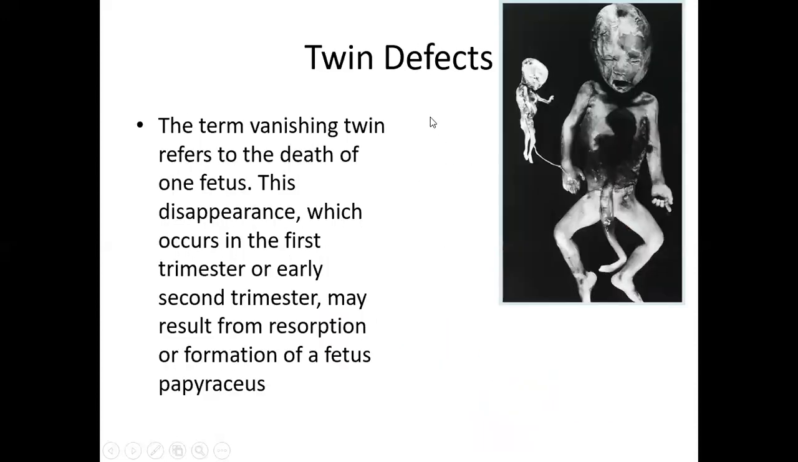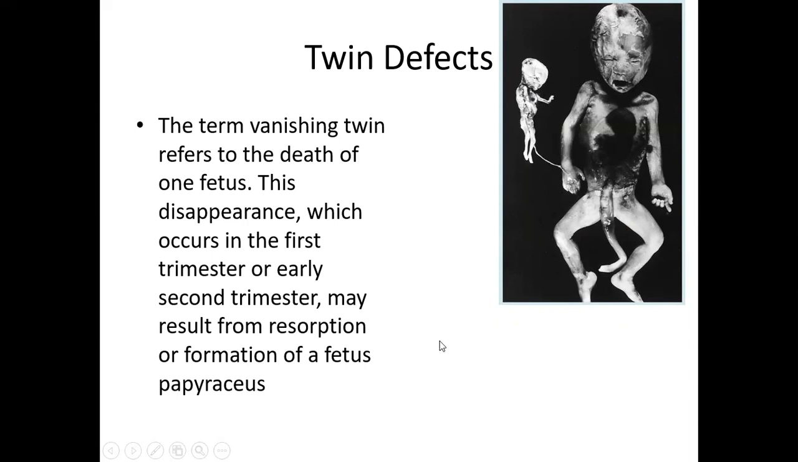So there are other defects as well, twin defects. The term vanishing twin refers to death of one fetus. The twins होते हैं, one fetus if it dies, it will disappear gradually, which occurs in the first trimester or in the second trimester, and it may result in the resorption of the whole of the fetus, resulting in fetus papyraceous. Like a paper, it will squeeze.